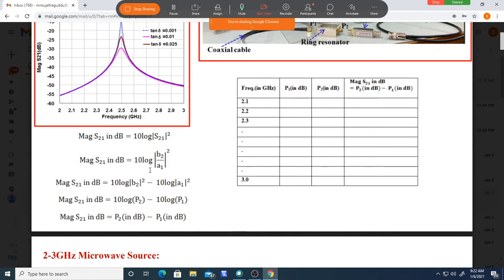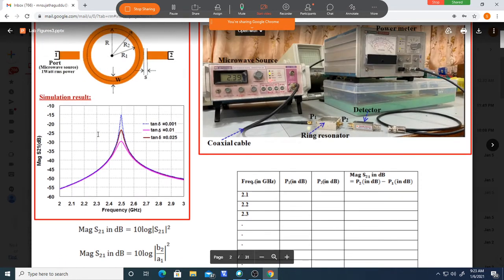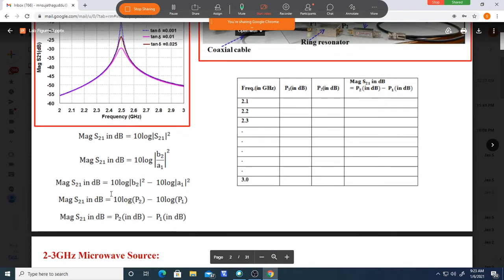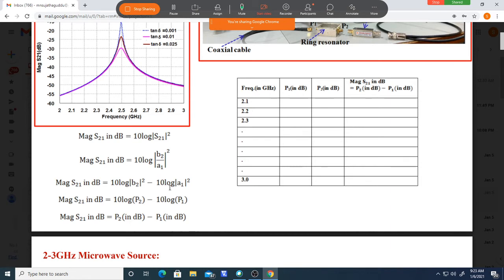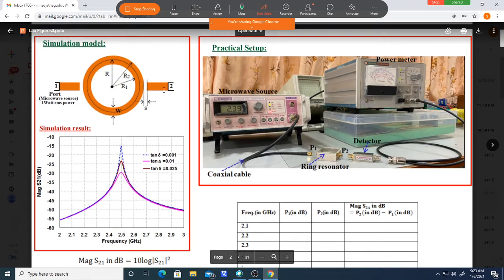So if you simplify this, what is this magnitude of S21 that we are displaying in the simulation tool? What is that actually? If you take 10 log of B2 square minus 10 log of A1 square: what is 10 log of B2 square? That is the power P2, the power coming out of this port.